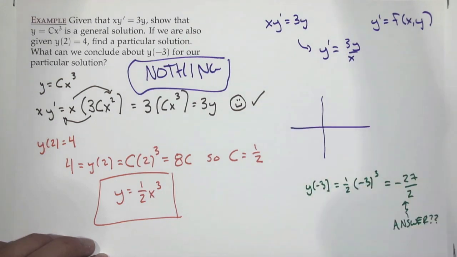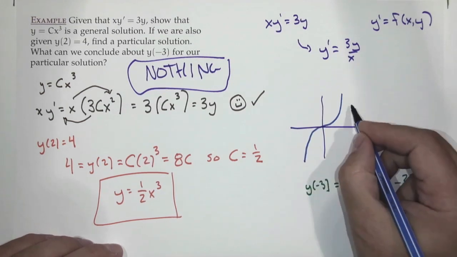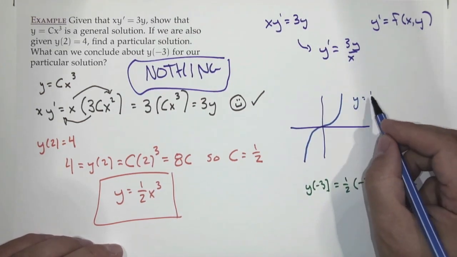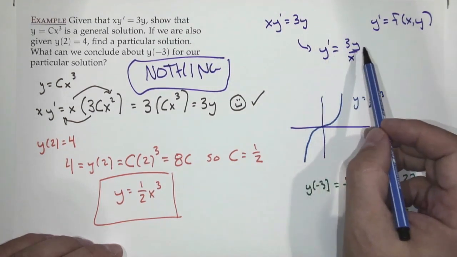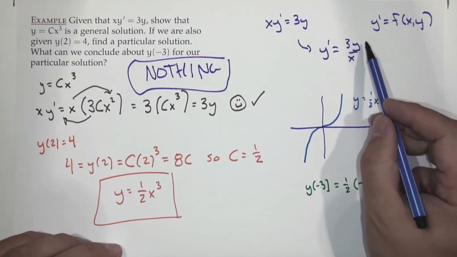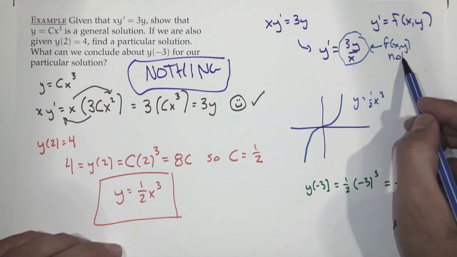Let's talk about the function 1/2 x cubed. Anyone have a rough idea what it looks like? Willing to do some modern interpretive dance? It looks like this kind of thing. Anyone? No brave souls? Okay, all right. I'll tell you what it looks like. It looks like the cube function. So this is what y equals 1/2 x cubed looks like. Now, looking at this function y prime equals 3y over x, are there any places where this is worrisome? Or f of x,y not nice?